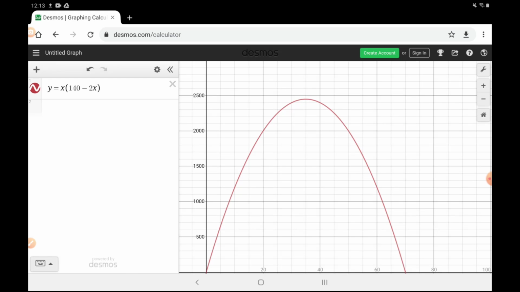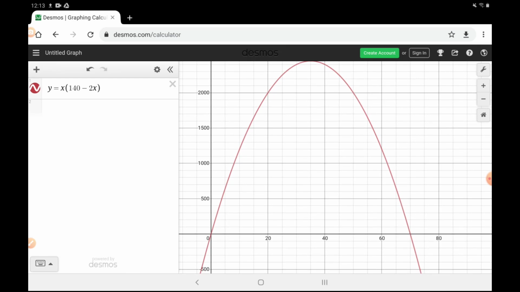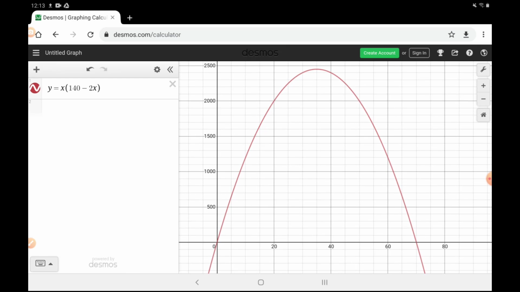3,000. Oh, and I see it already. Beautiful. So here we go. This is a beautiful graph of our problem. So what do we find so far? We found our zeros. Our zeros were at 0, 0 and 70, 0. And my vertex of this graph is exactly like we said, at 35, 2,450.